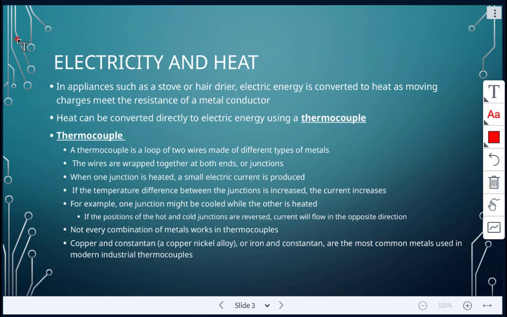So for example, one junction might be cooled, the other side might be heated. And again, if the positions of the hot and cold junctions are reversed, the current will flow in the opposite direction. So not every combination of metals will work. Usually copper and constantan, that's a copper-nickel alloy, will work. Iron and constantan is another combination. They're the most common metals that are used in modern industrial thermocouples.